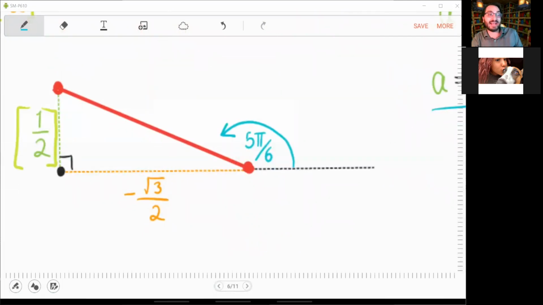Okay, good. Right, exactly. And that's the trick, right? It's all about the reference angle. So 5 pi over 6, how am I supposed to figure that out? What triangle does that make?